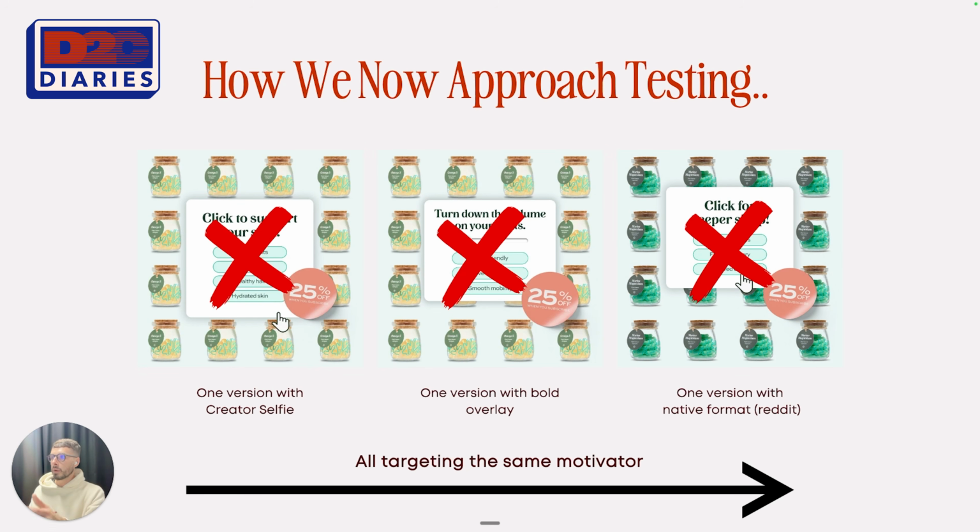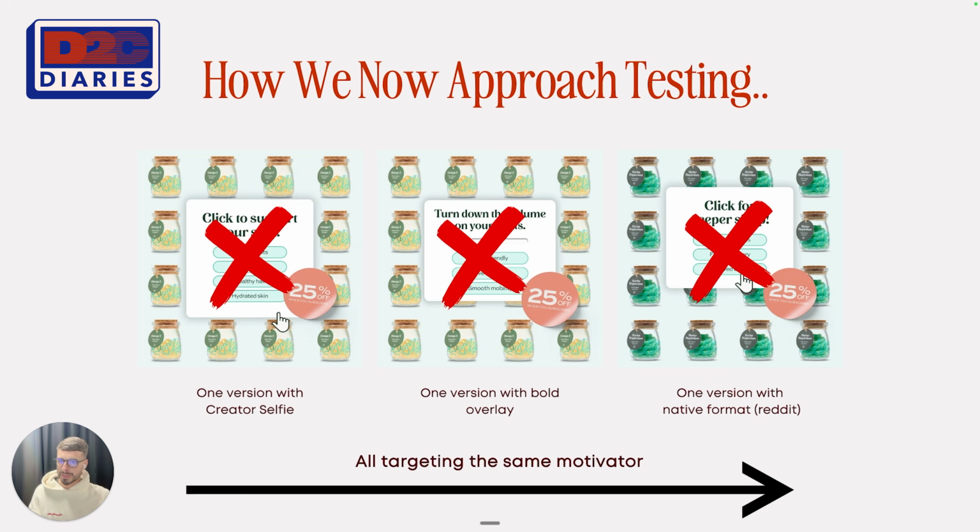Now, really how we should approach this is doing one version with a creator selfie. So maybe it's a creator selfie, a native style ad that is overlaying some of the messaging on top of that in a way that looks like it's come from the consumer. Maybe we do one that is like this example here with a bold overlay or headline, and then we could do one that's like a completely different version, right? So it's taking the winning messaging and applying that to a different vehicle. So one could be like the native Reddit format that we've seen. And these all would be targeting the same motivator.